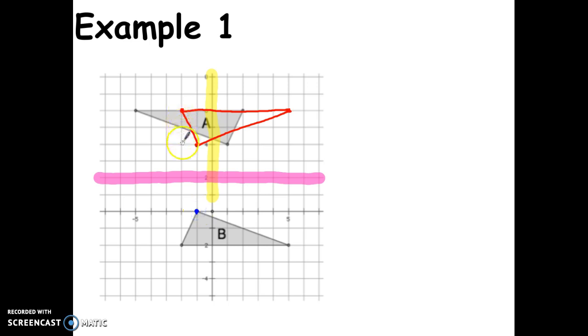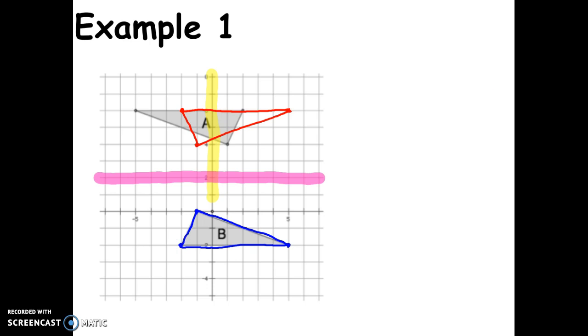This point is 4 spaces away. 4 spaces away. So far, so good. We just have to try our last point. 4 spaces, 4 spaces. And now we have mapped this figure A onto B.